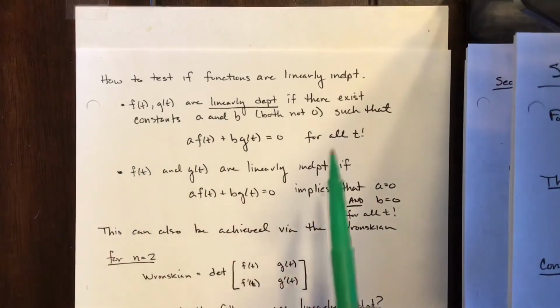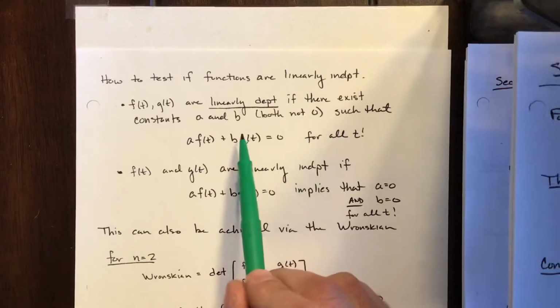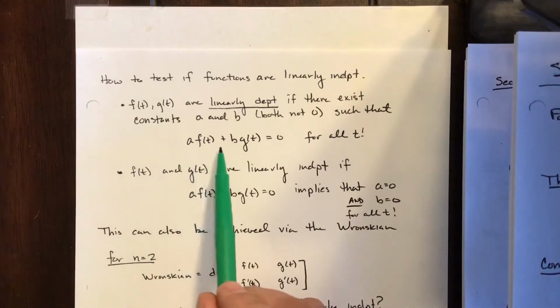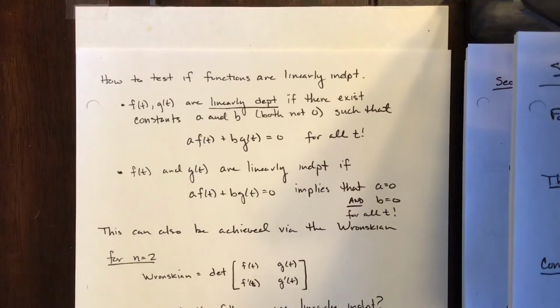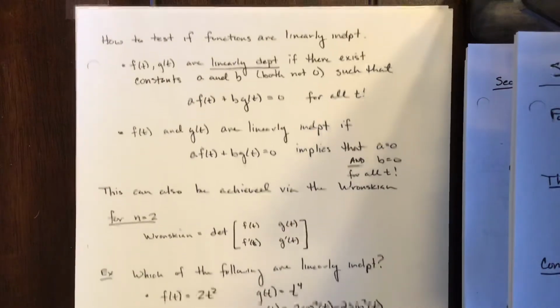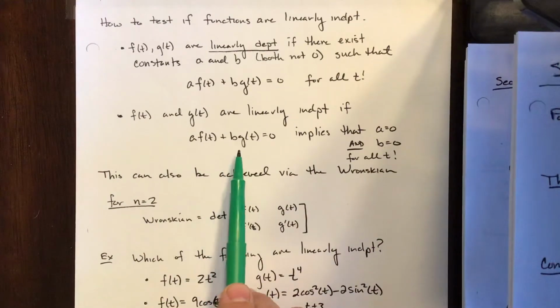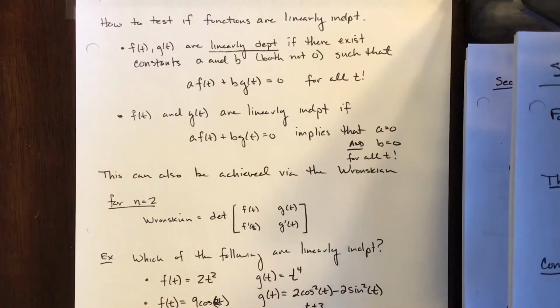Functions f and g are linearly dependent if there exist constants a and b, not both 0, such that a times f of t plus b times g of t is equal to 0 for every t. So you have two non-zero constants that, when multiplied by f and g, sum to 0 for any value of t. They're independent if a times f of t plus b times g of t equal to 0 implies that a equals 0 and b equals 0 for all t.